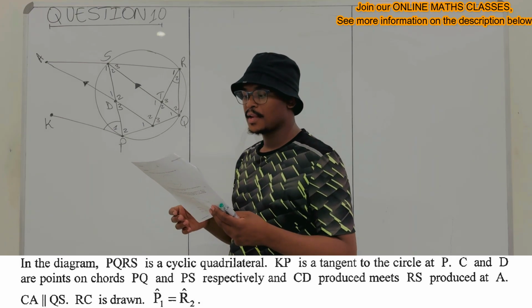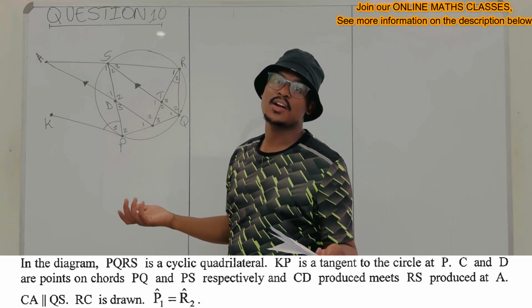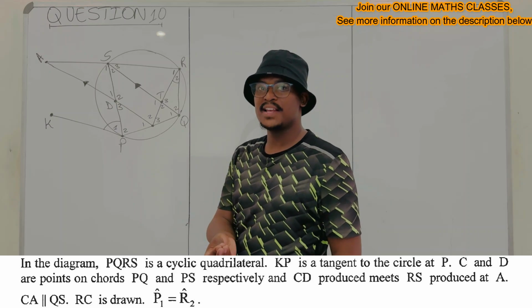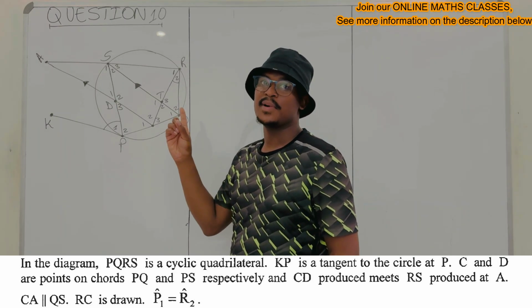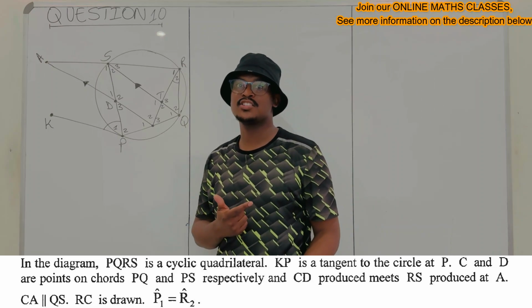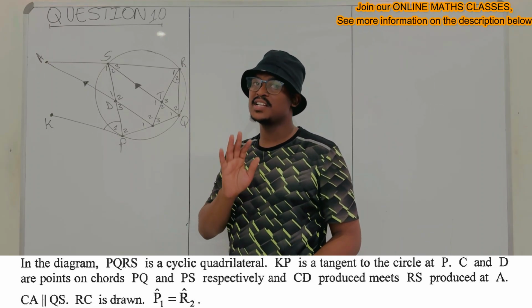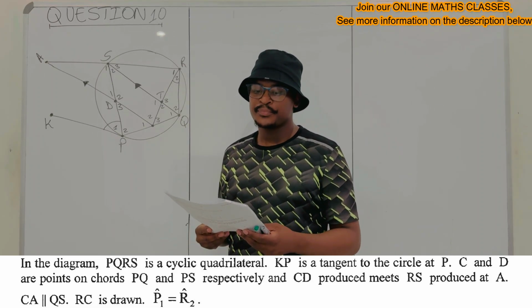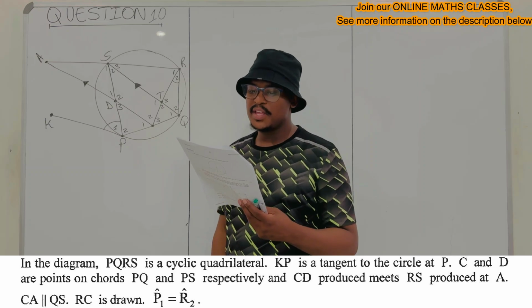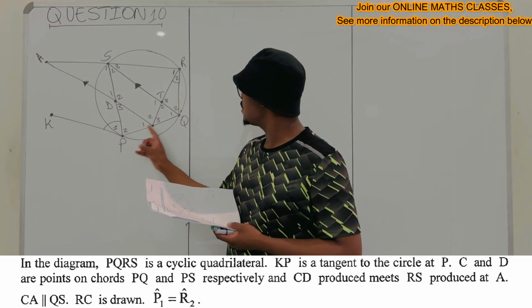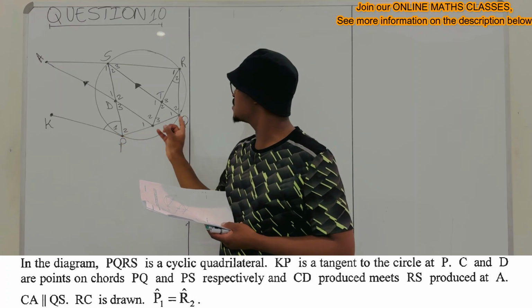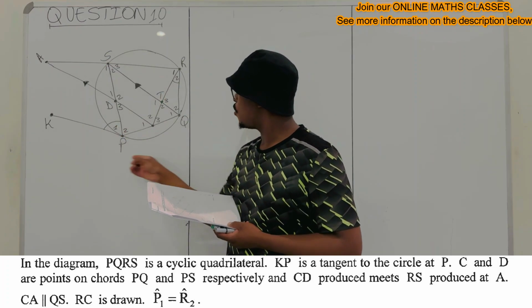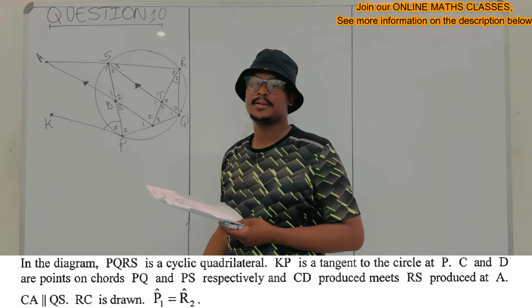And I did teach cyclic quadrilaterals. If you go to my playlist, you'll see cyclic quadrilaterals. I did all of grade 11 Euclidean geometry. I haven't covered grade 12 yet, but I'm going to cover it very soon. So they are saying PQRS is a cyclic quadrilateral. All of these points P, Q, R, and S lie on this circle.